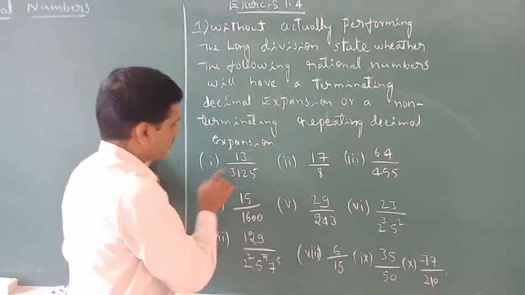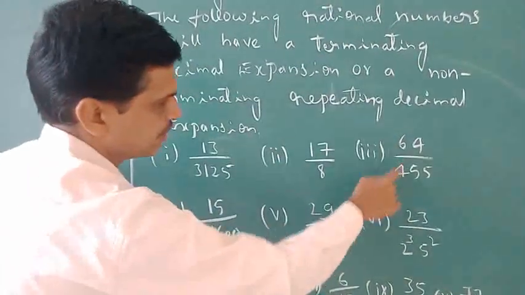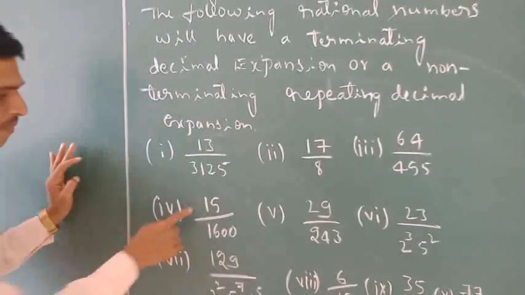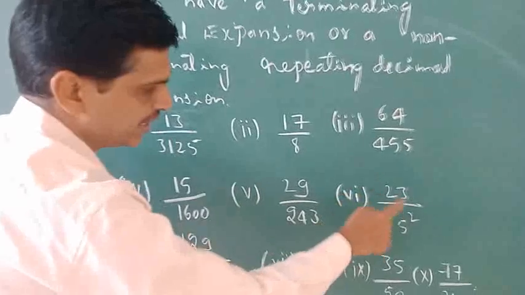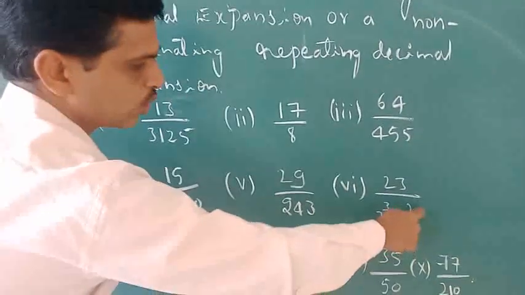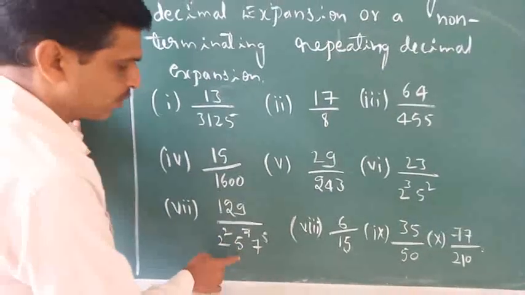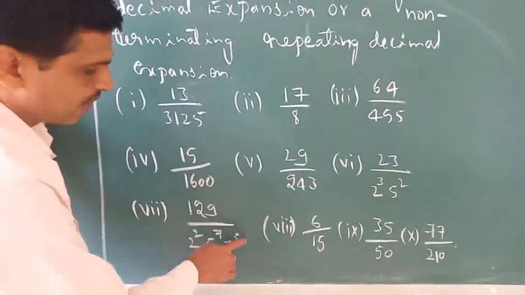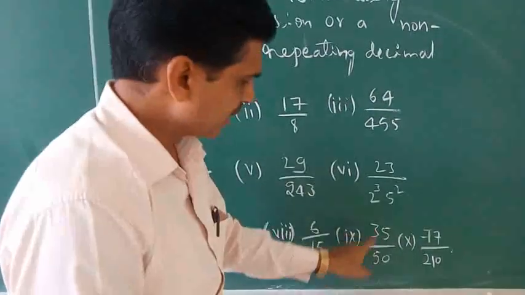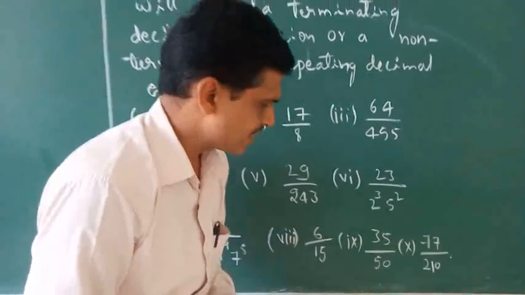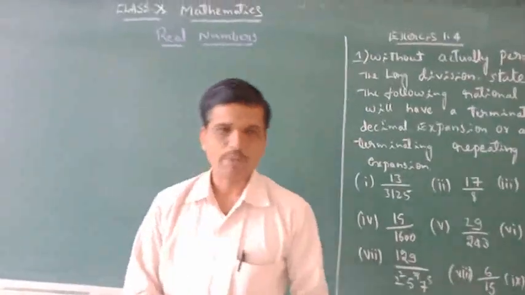So 13, first one, 13 divided by 3125, 17 by 18, 64 by 455, 15 by 1600, 29 by 243, 23 divided by 2 to the power of 3, 5 to the power of 2, 120, 7th one, 129 divided by 2 to the power of 2, 5 to the power of 7, into 7 to the power of 5, 8th one 6 divided by 15, 9th one 35 divided by 15, and 10th one 77 divided by 210. Yes, let us solve the problems.